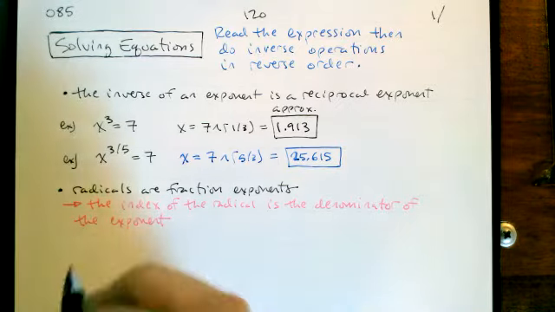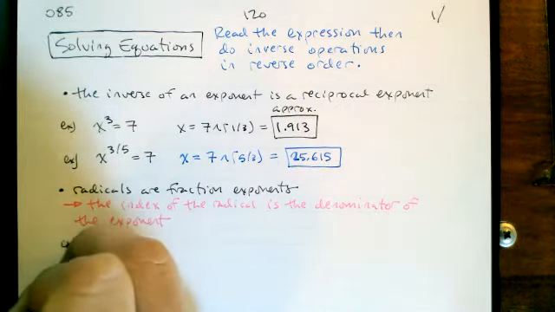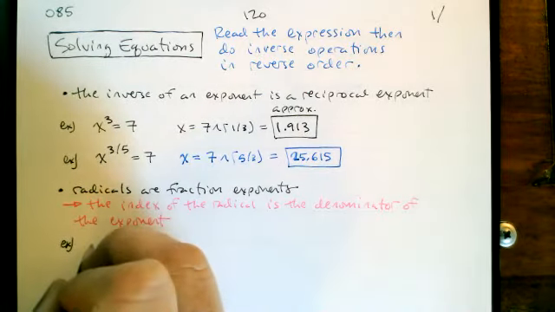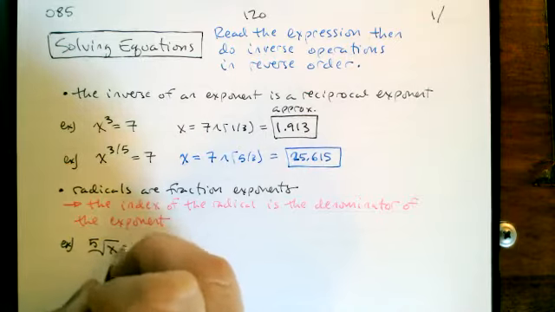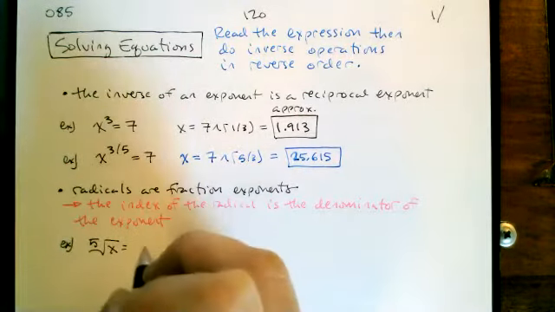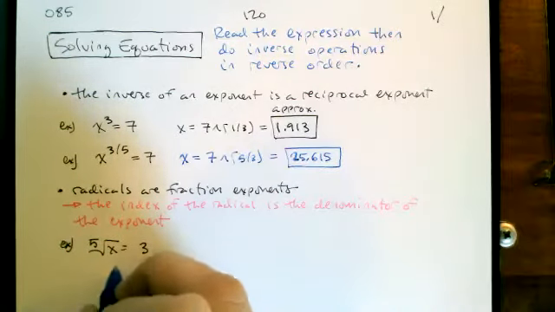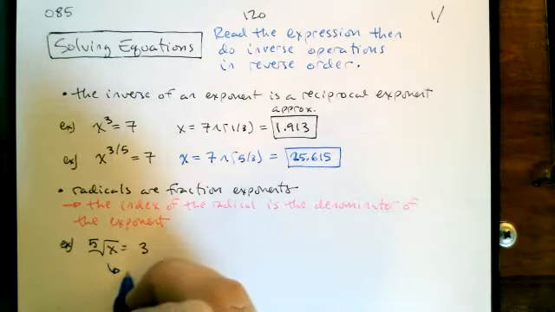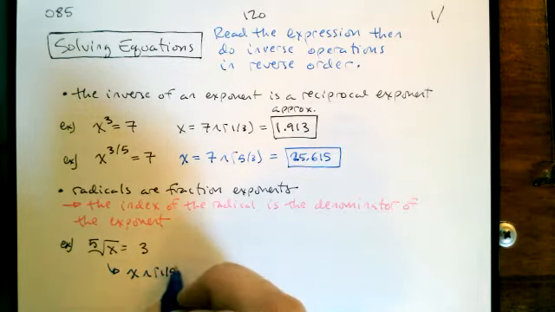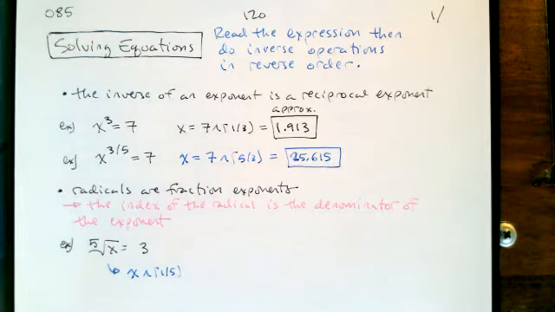So if I wanted to solve an equation, for example, if I had an equation that said the 5th root of x is equal to 3, we're going to read the 5th root of x as an x to the 1/5 power, where the index of the radical is the denominator of the exponent. So this is going to be an x to the 1/5 power. The reason that we want to read the radical as a fraction exponent is that when we want to solve, the inverse of an exponent is a reciprocal exponent.